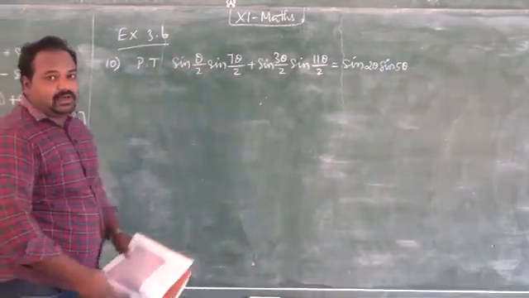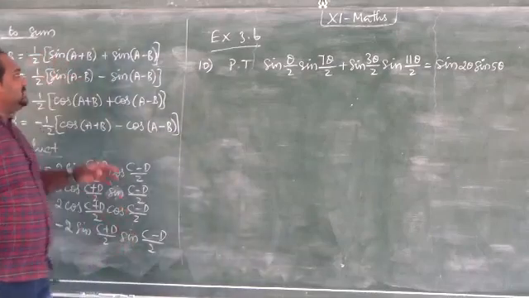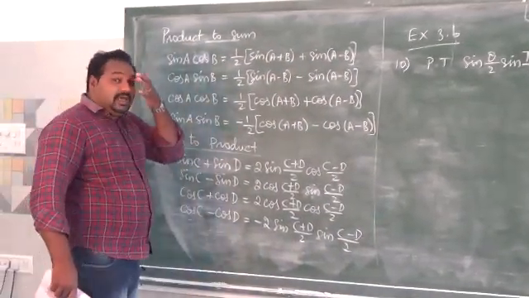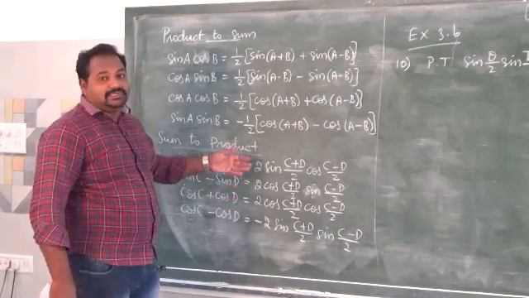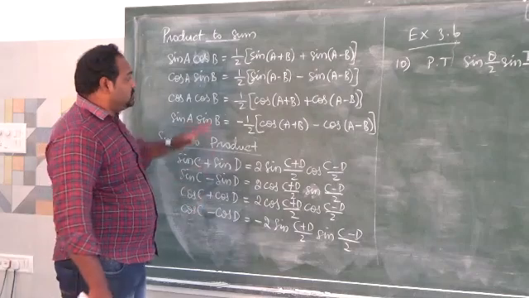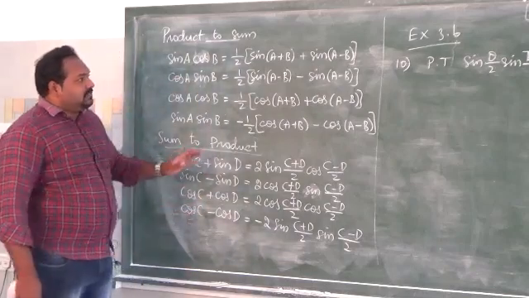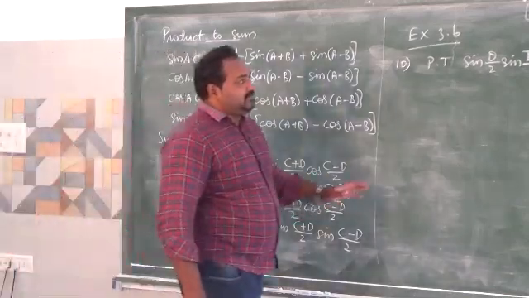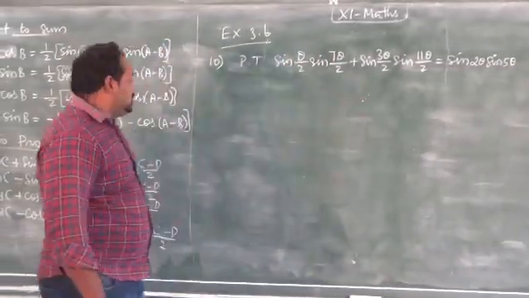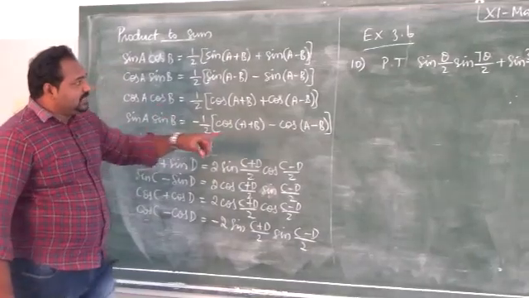For that I am going to use the product to sum and sum to product identities. Already we are well aware of these identities. In previous classes we have learnt these identities and how to use them. So we are going to use these identities whenever required in the steps, and we can prove the problems. Okay, now look at this left hand side.